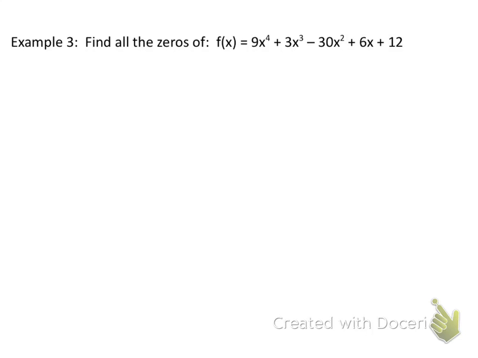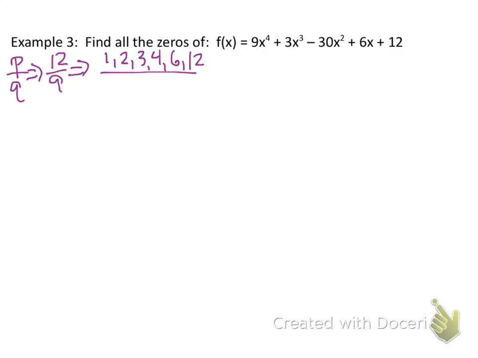In the next example, we've got 9x to the 4th plus 3x cubed minus 30x squared plus 6x plus 12. So that's quite the function. We can narrow this down with the factors of 12 over the factors of 9. Those are all the factors of 12, and those are the factors of 9.